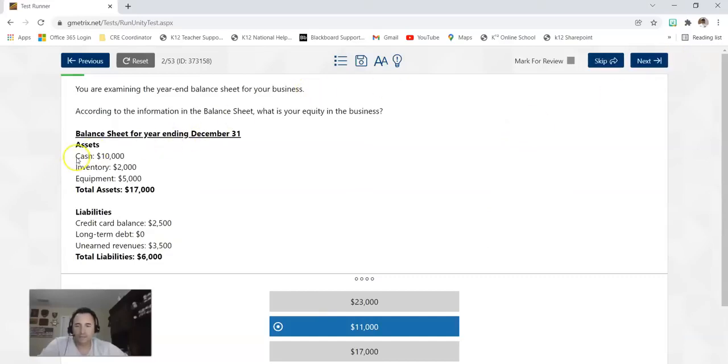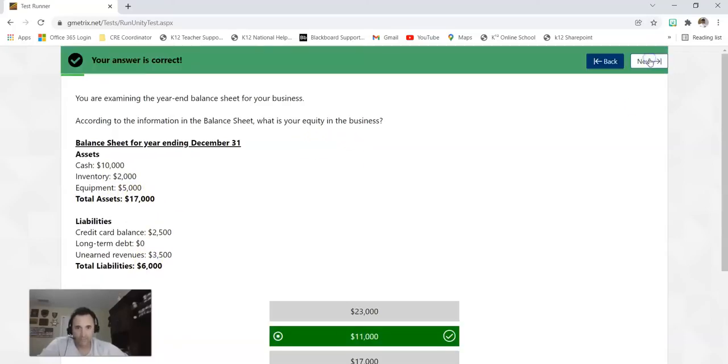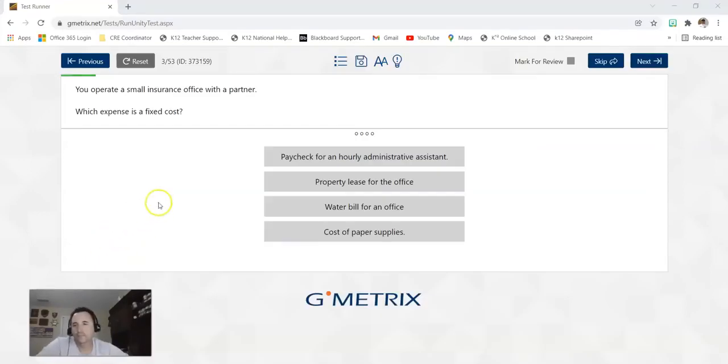So make sure, just because there are numbers on the page doesn't mean they're part of the formula. Assets minus liabilities will give you your equity. And there you go. The next question.